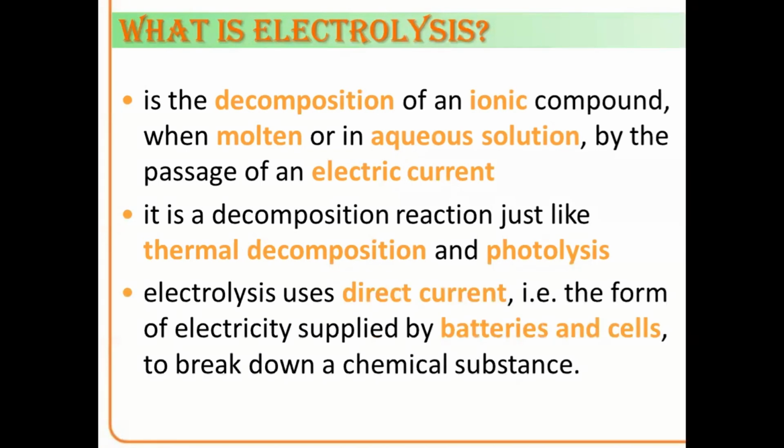Electrolysis uses direct current, that is the form of electricity that is supplied by batteries and cells, which means we have one side that is positive and another side that is negative, and electricity is going to flow in one direction only. Conventional current is electricity that flows from the positive to the negative.